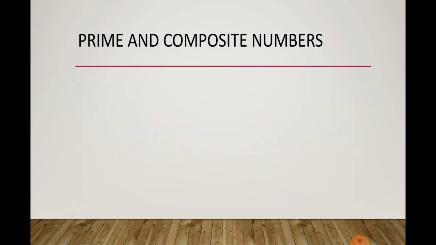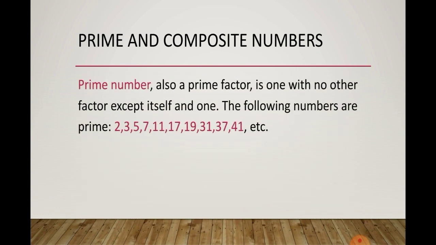Prime and composite numbers. A prime number, also a prime factor, is one with no other factor except itself and 1. The following numbers are prime: 2, 3, 5, 7, 11, 17, 19, 31, 37, 41, etc.